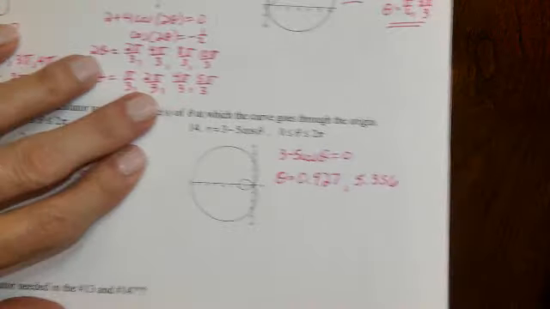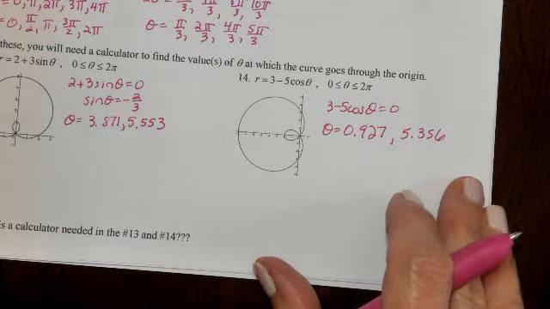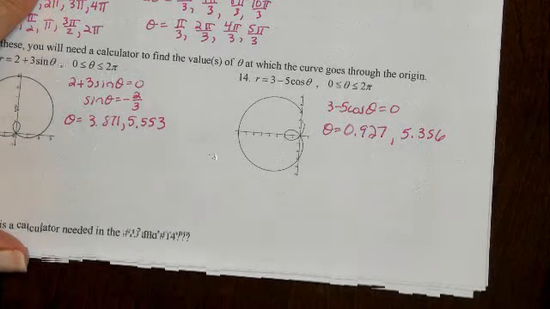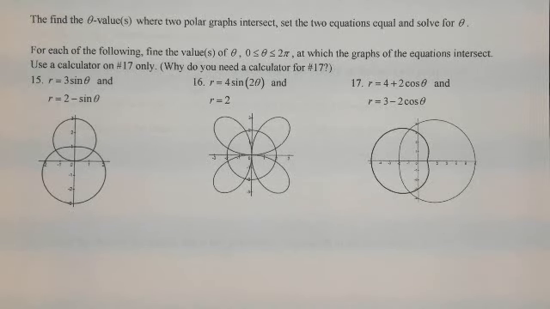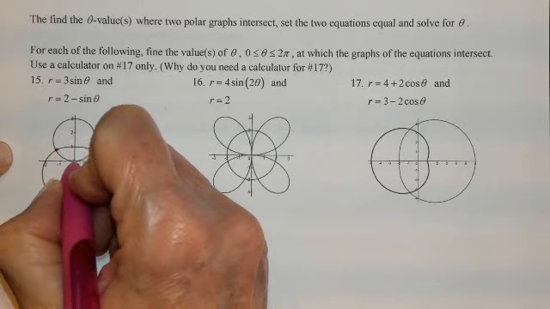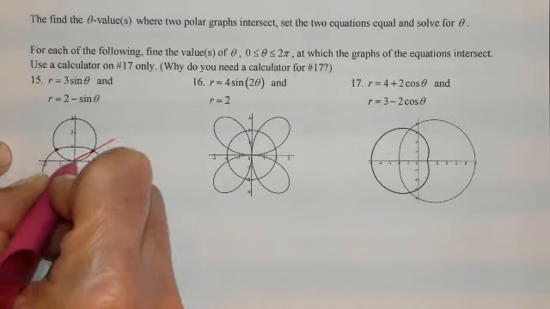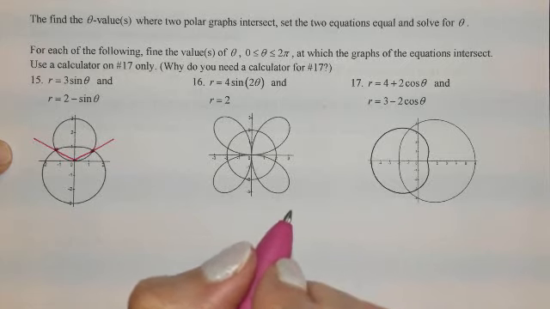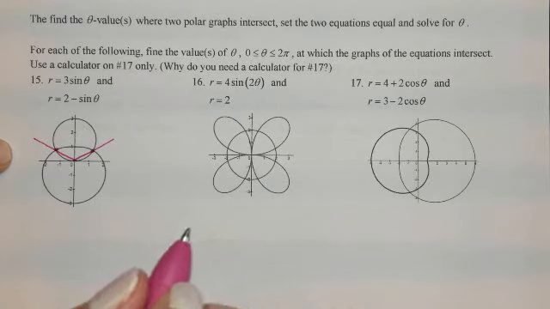So with a calculator, these are easy to find. Now we're going to find where two equations intersect. So we're trying to find the theta values where two equations intersect. We're trying to find this theta value and this theta value. I like to draw my theta lines. You'll see why when we're doing the areas tomorrow.